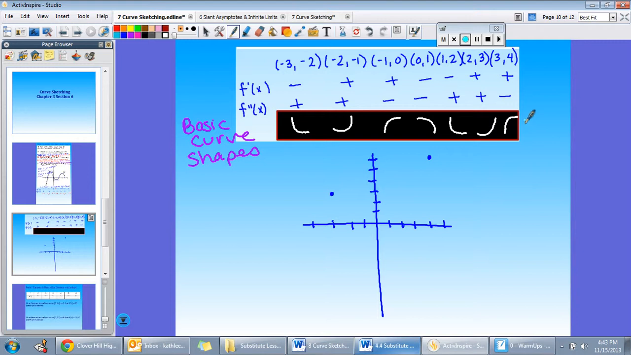Once you have your basic curve shapes and you've plotted the 2 points that the problem gave us, the -3, 3 and the 4, 6, then we just need to have this basic curve shape on each interval. So from -3 to -2, I'm going to draw this curve shape, and then from -2 to 1, I'm going to draw that shape, and then here, and then here, here.